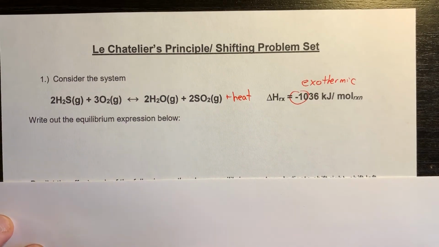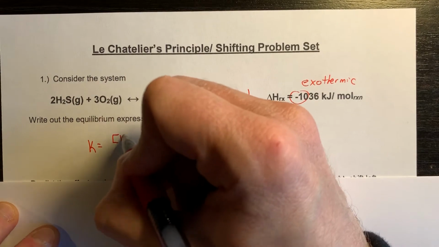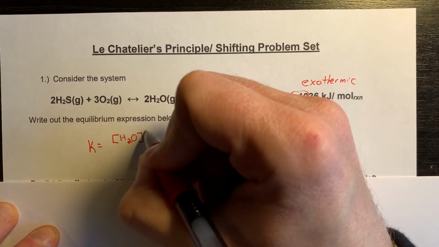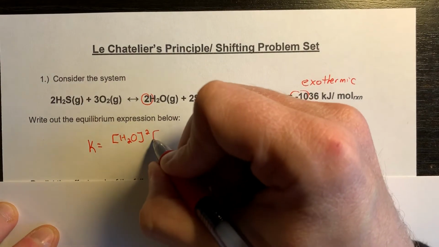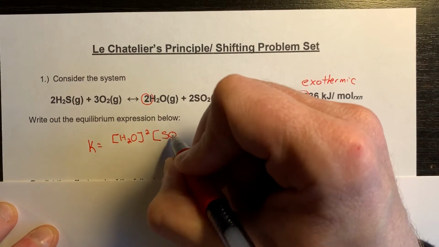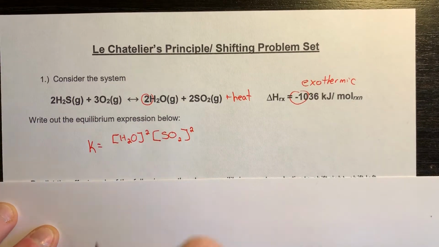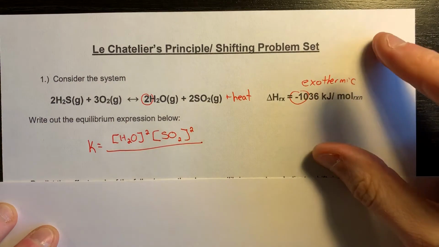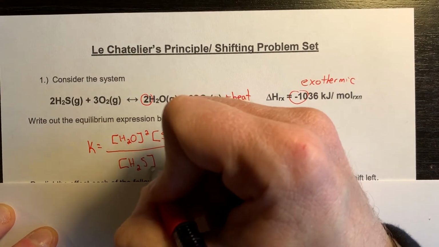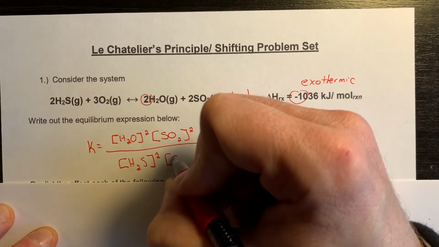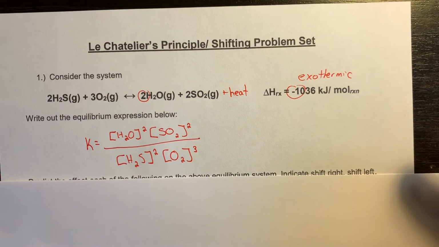If I want to write out the equilibrium expression, again, our K value is equal to products, so our water, taking into account the coefficient and how that becomes an exponent, multiplied by SO2, again, raised to the second power there. This is going to be all over, in our denominator, H2S squared times oxygen cubed. So this is our equilibrium expression, okay?